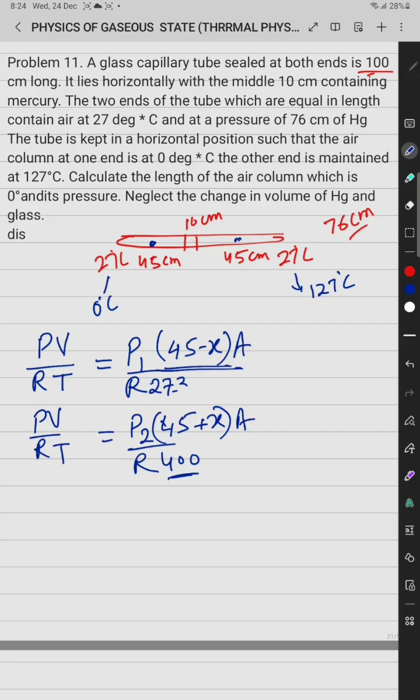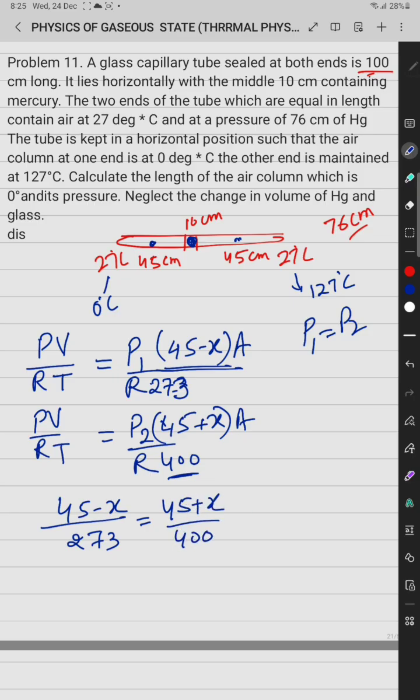But one thing is common कि इन दोनों साइड आफ्टर टेम्परेचर चेंज करने के बाद प्रेशर सेम रहेगा. प्रेशर सेम रहने के लिए P1 इज इक्वल टू P2. यदि हम दोनों को इक्वेट करते हैं देन (45 माइनस x) अपॉन 273 इज इक्वल टू (45 प्लस x) अपॉन 400 और इसे कैलकुलेट करते हैं तो x इज इक्वल टू 8.49 सेंटीमीटर. इसके अलावा 8.49 यानी ऑलमोस्ट 8.5 सेंटीमीटर डिस्प्लेस होगा, इंक्रीज हो जाएगा जिधर टेम्परेचर ज़्यादा किया है.